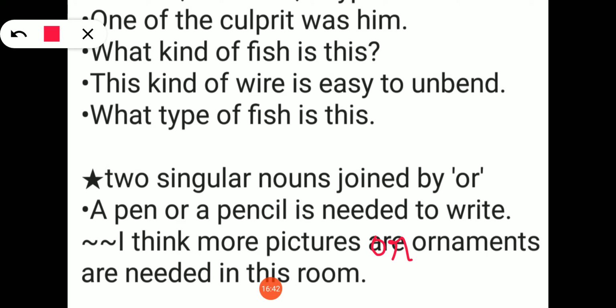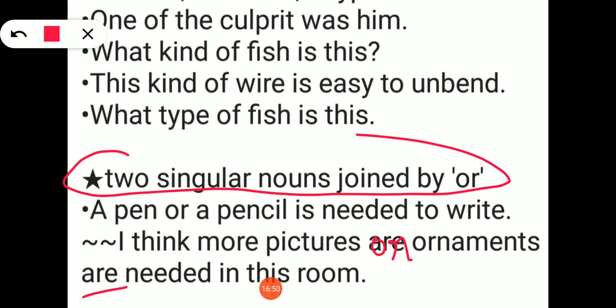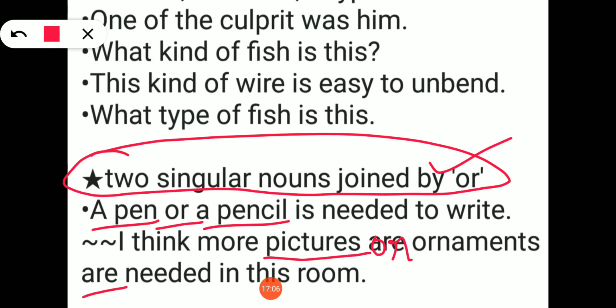But இங்கே என்ன யூஸ் பண்ணியிருக்கோன்னா, the verb is plural. So why is the verb plural அப்படின்னா, look at the condition. What is the condition? Two singular nouns joined by or. In the first sentence, pen and pencil are singular nouns joined by the conjunction or, so it is fulfilling this condition. But in the second sentence, pictures and ornaments, both are plural nouns joined by the conjunction or. So in this case, the verb will be plural.